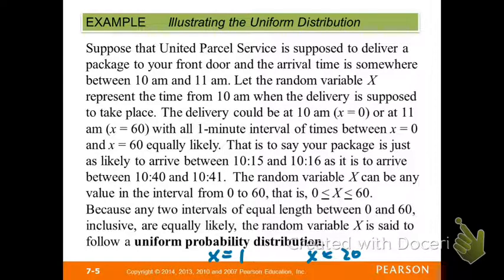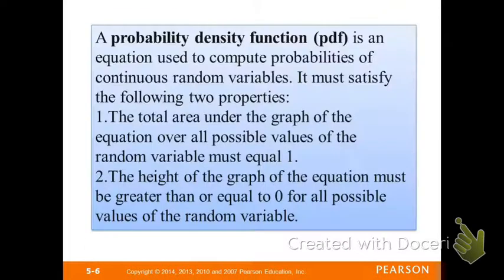So that's the intervals of time between 10 a.m. and 11 a.m. that we're concerned with. So if we were to graph this probability distribution, uniform probability distribution, we're going to see something that's pretty neat. We're going to see a probability density function. It's an equation used to compute probabilities of continuous random variables. It must satisfy the following two properties.